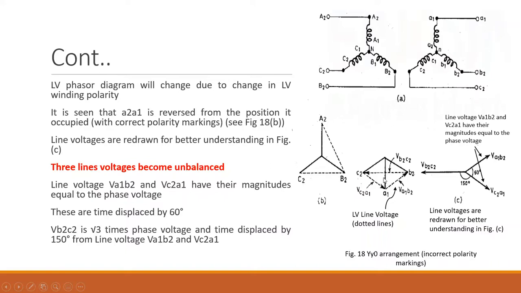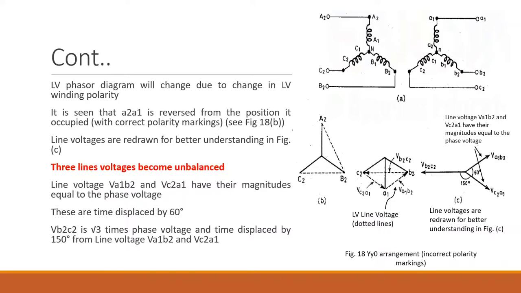The phasor diagram is shown here. In order to understand this phasor diagram, it is redrawn. From this phasor diagram you can clearly understand what is happening. The magnitudes of the voltages between A1 and B2, and C2 and A1 are equal, but here you could see it is drawn a little longer. It means the magnitudes of the voltages become unbalanced, the three line voltages become unbalanced. Due to wrong polarity, it will result in unbalance in line voltages.